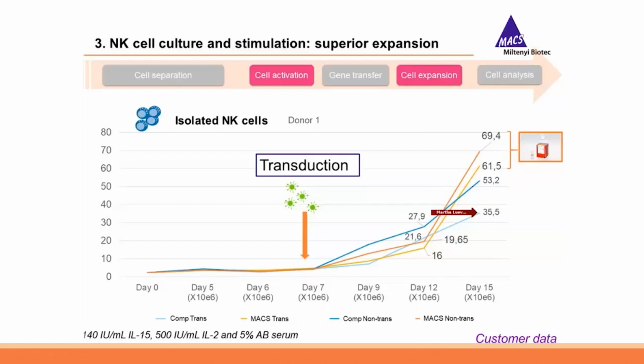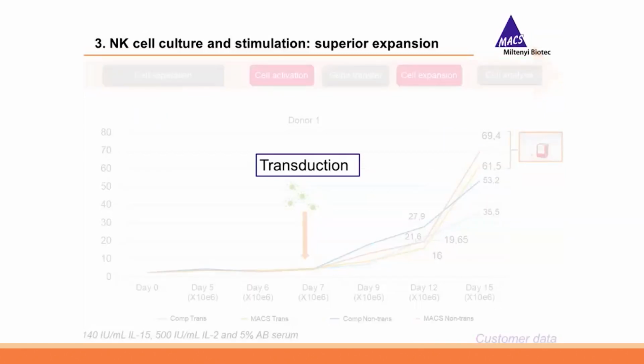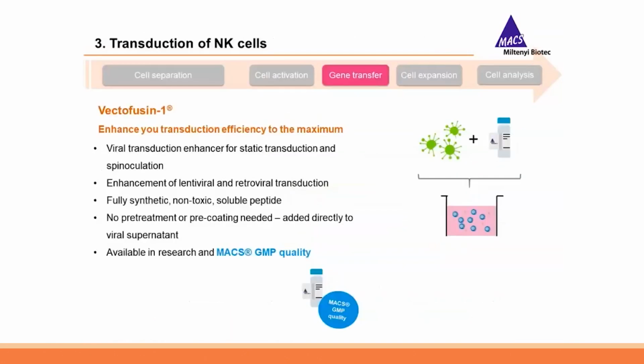And let me tell you a little bit more about the transduction. Most of you mentioned that you have challenges with this gene transfer delivery. At the end, I will show you a small publication that we have regarding these vectors used for NK cells. But for now, I want to present to you our tools to enhance this gene transfer. We have developed vectorfusin. It was initially developed for T cells, but it works really nicely with NK cells. This is used for viral transduction enhancement for static and also spinoculations. It enhances lentiviral and retroviral transduction, and is a fully synthetic, non-toxic, soluble peptide.